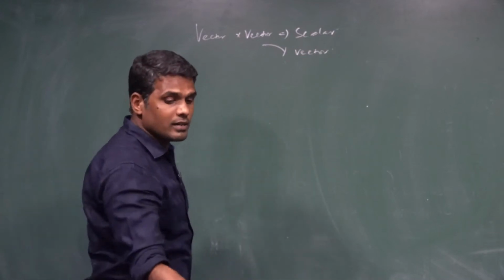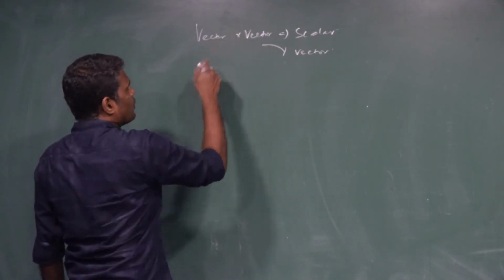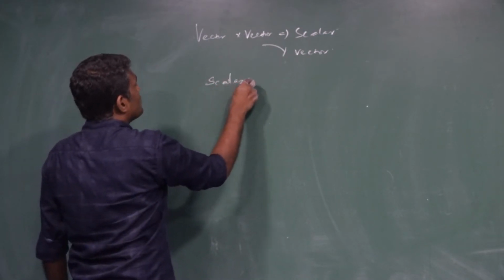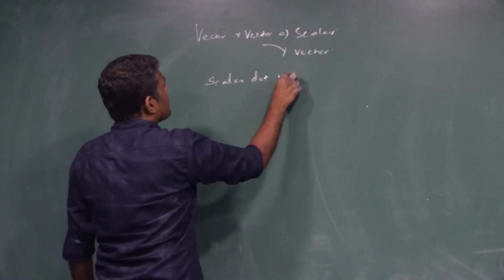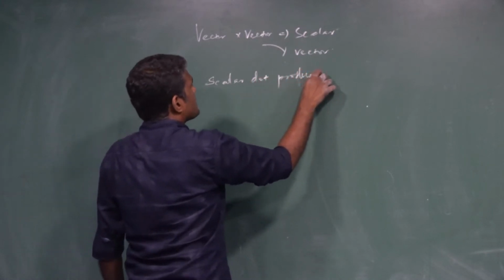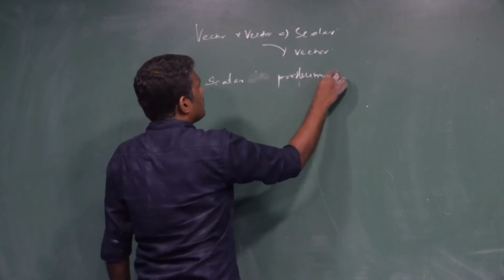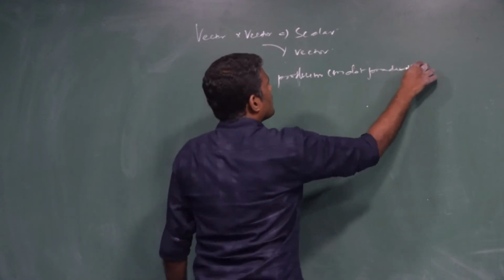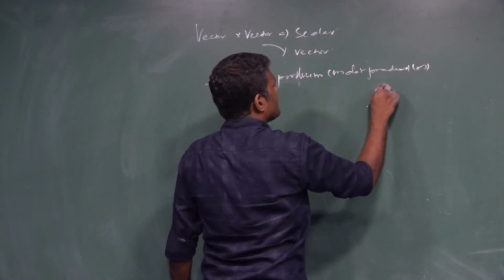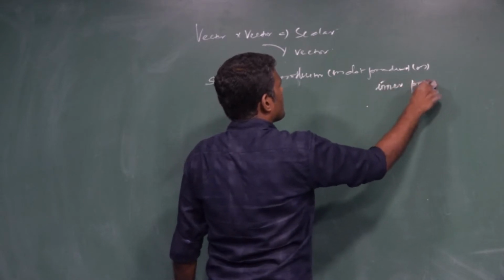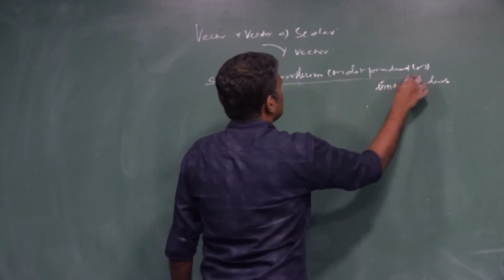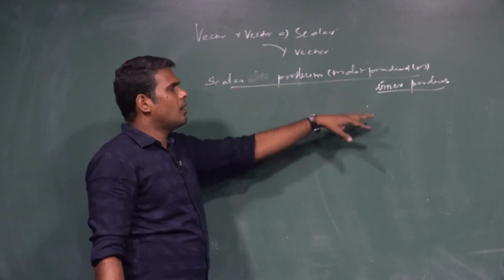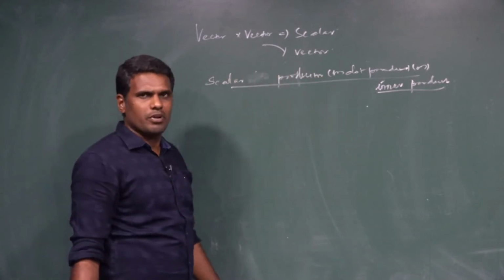If the resulting quantity is a scalar, then this product of two vectors is called a scalar dot product. So we are going to discuss the scalar dot product, scalar product or dot product or inner product. So a scalar product can be expressed as scalar product or dot product or inner product. Sometimes we call it a scalar dot product.